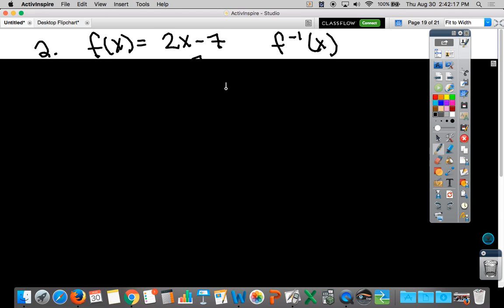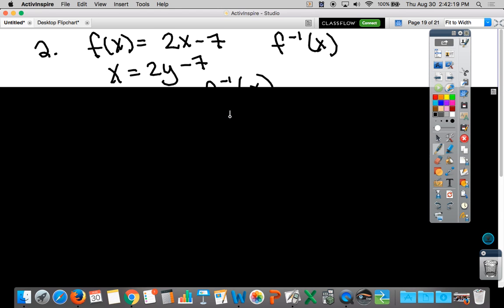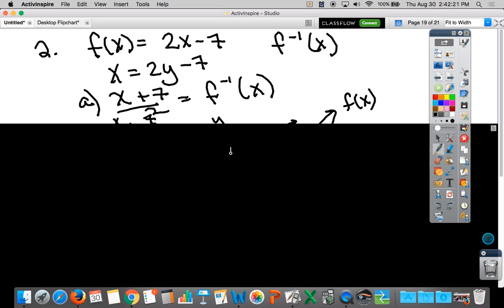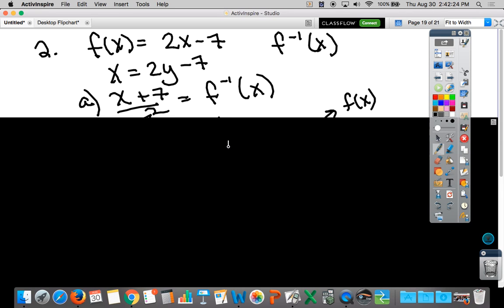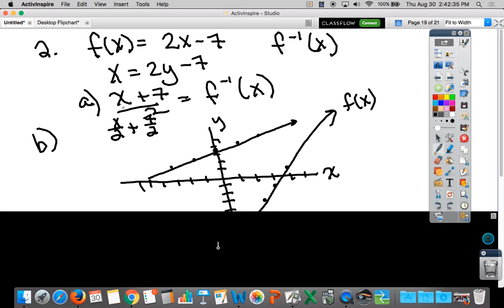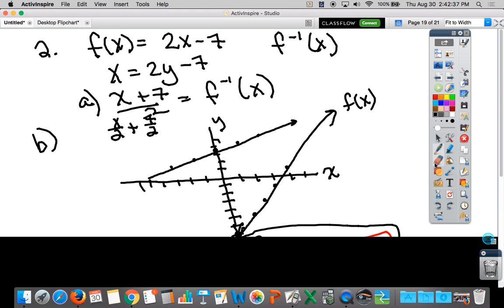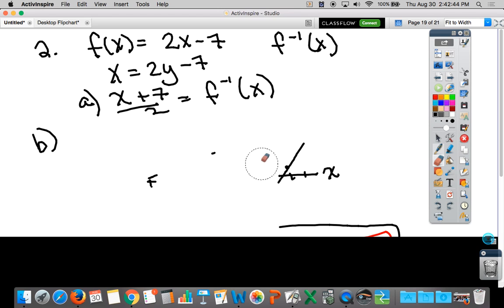All right, so on 2A, they want you to just find the inverse, no biggie, okay? 2A, y becomes x, x becomes y, add the 7, divide by 2. That's your 2A. Linears are the best. Okay, so let me just graph this one completely. You can see what it's going to look like. This is a sketch.